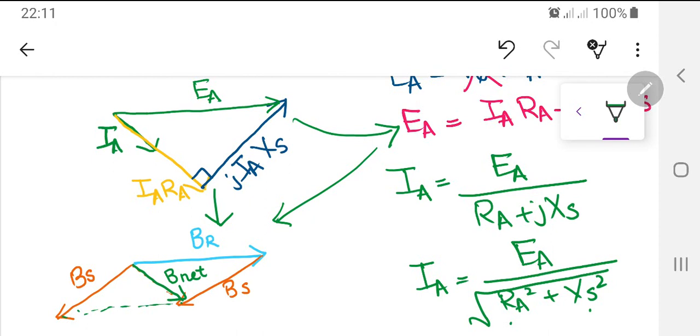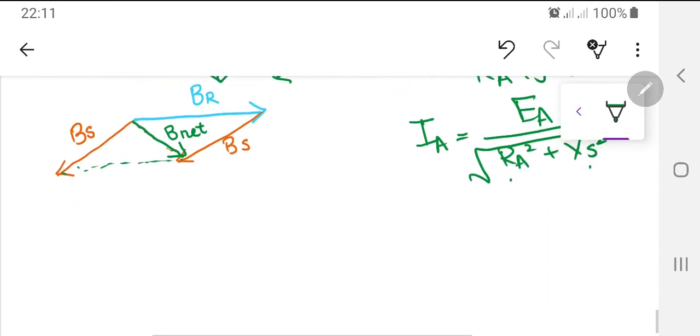Now, coming back to our open circuit and short circuit test, how you are going to use these two. Now, what is RA plus JXS? This is equal to, we can call it as ZS. That is actually the impedance of the generator.